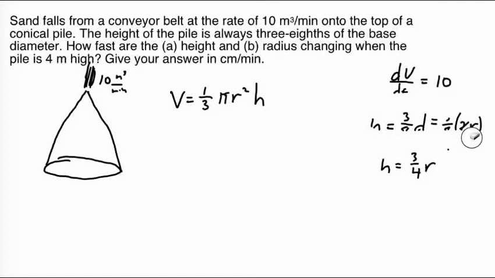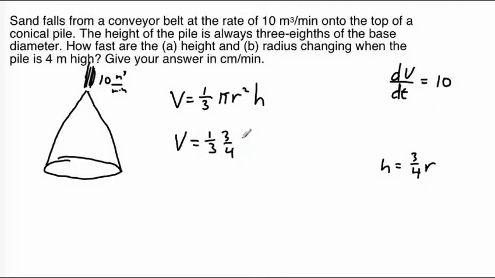Okay, so I'm going to get rid of this. And this is going to be t. If I plug this in here, I get V equals 1/3 pi r squared multiplied by 3/4 r. I replace this h with 3/4 r. So this is going to be 1/4 pi r cubed. Okay, so that's my V.